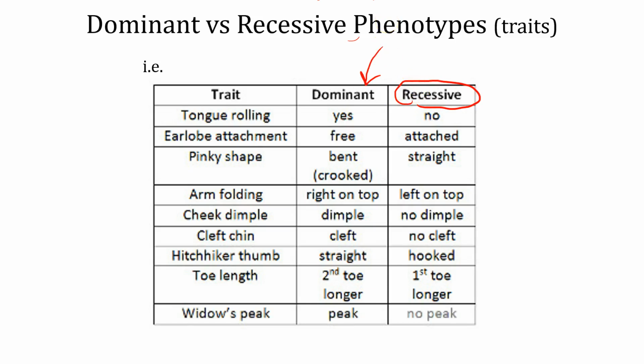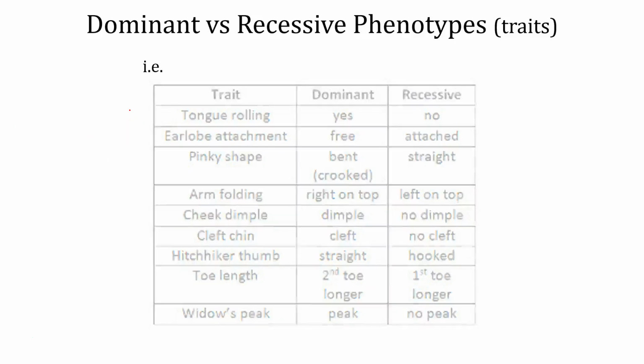Widow's peak. If you look at the hairline, and there's a little indentation there on the hairline. So these would be the eyes, and here's the hairline here. That would be called a widow's peak, and that's the dominant trait. And vice versa, if the hair is just straight across, that's the recessive.